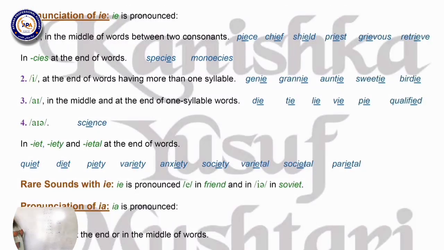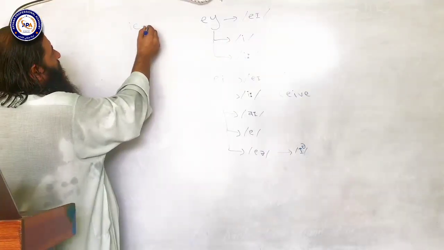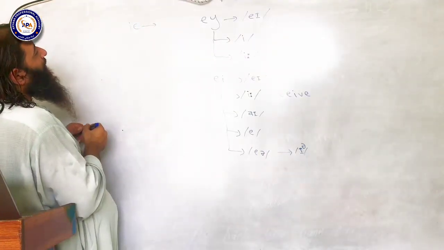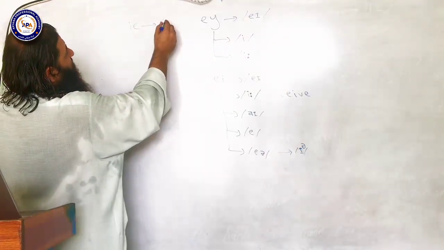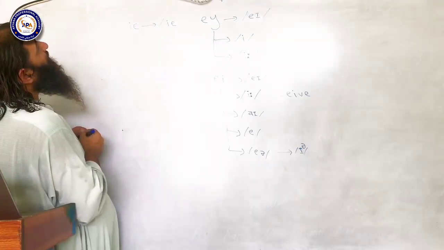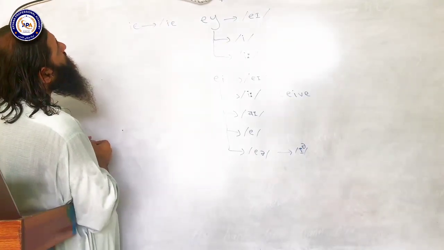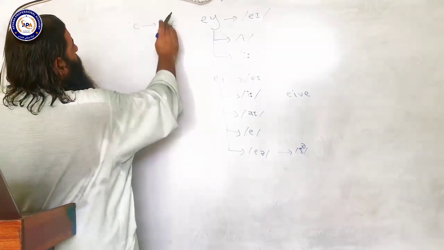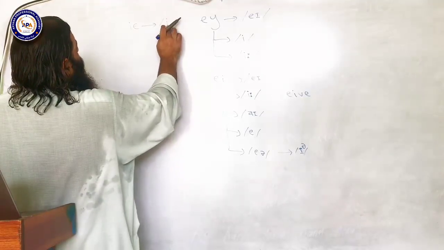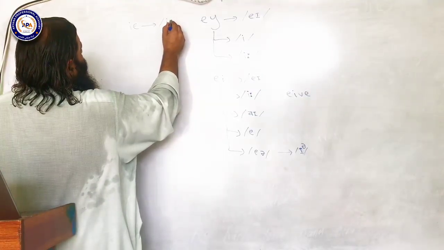Okay, we come to the next digraph, that is IE. Okay, IE, the first sound is E. E. And the long sound.